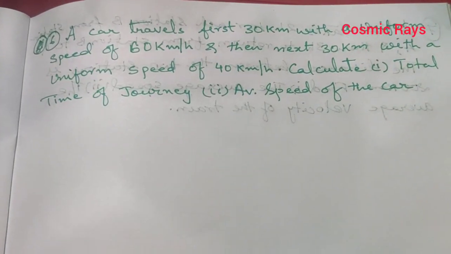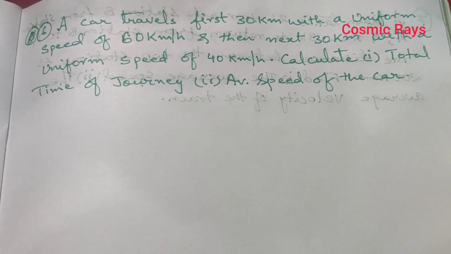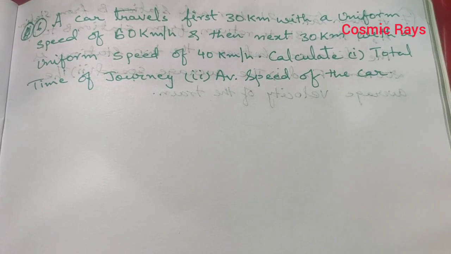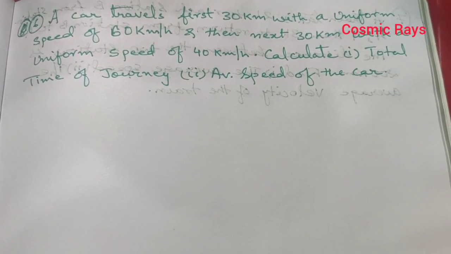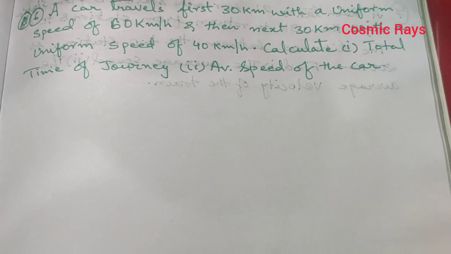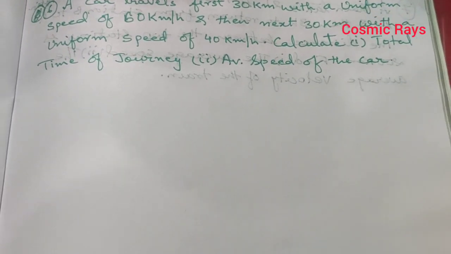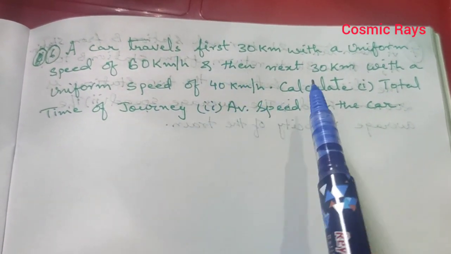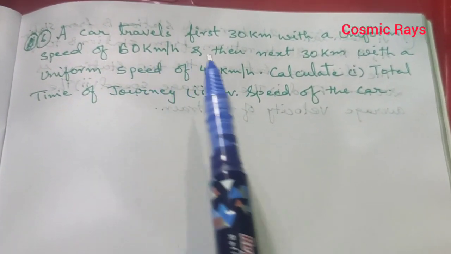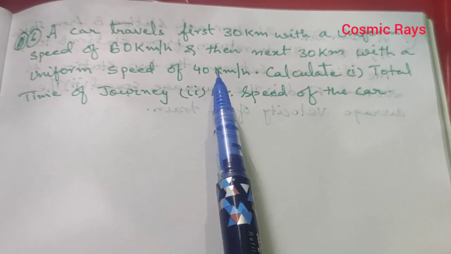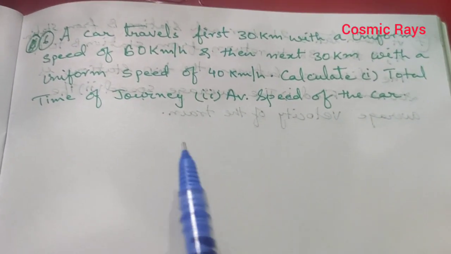Now we go to the next question, that is question number 6. It says a car travels first 30 kilometers with uniform speed of 60 km per hour and then next 30 km with a uniform speed of 40 km per hour. And we have to calculate the total time of the journey and average speed of the car. So first we will find out the individual time taken for the first 30 kilometers with the speed of 60 km per hour, and then we'll find the time for the next 30 kilometers with a uniform speed of 40 km per hour, and we will add both the times. That's how we'll get the first part.